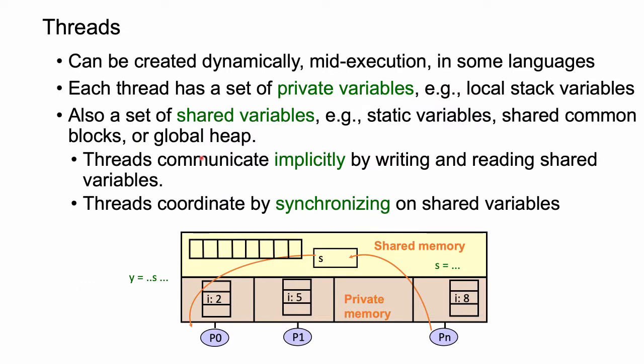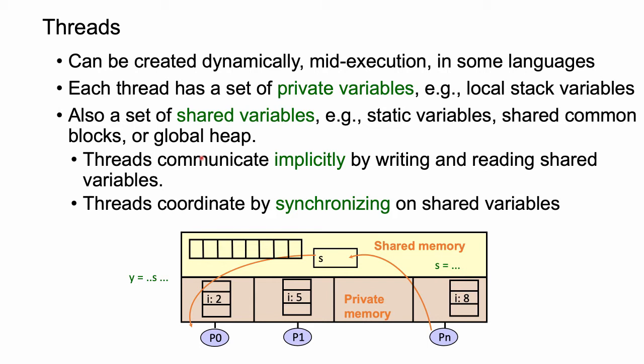Threads are created dynamically, sort of mid-execution. Each thread has private variables that are in the stack, and they share the other variables that are in the heap and the data. Now the threads communicate via that shared data. They're reading and writing to the shared data, and that's how the communication is done. There's no send and receive. The communication is via that shared data.